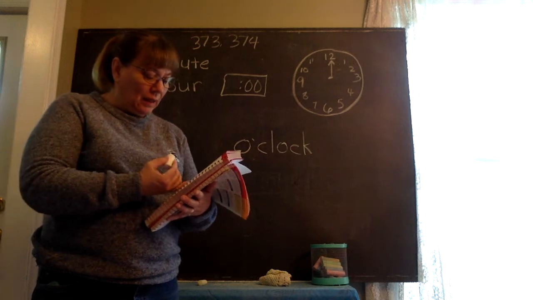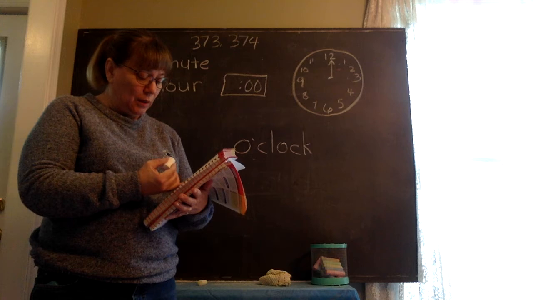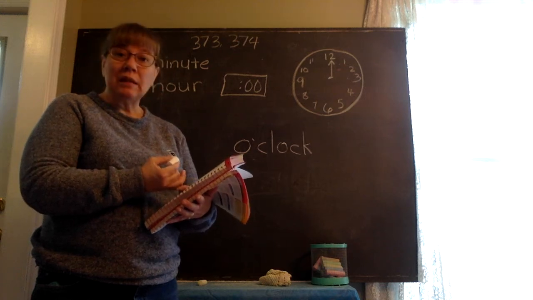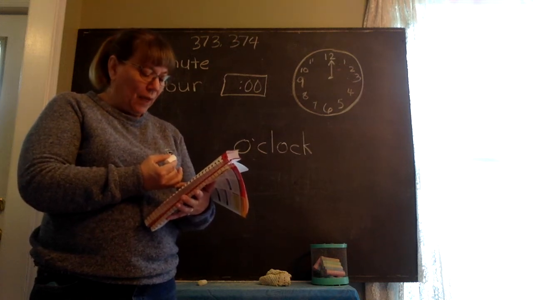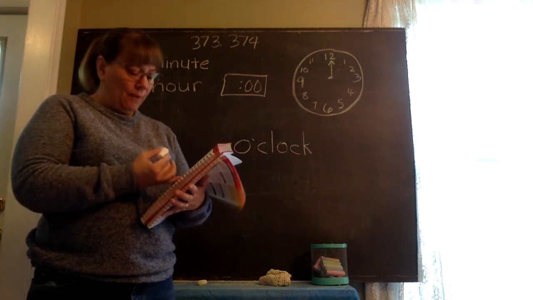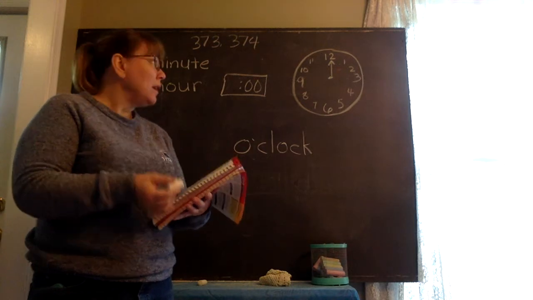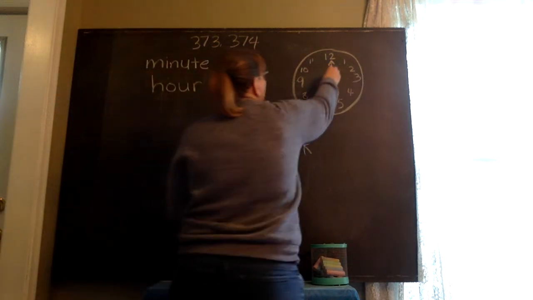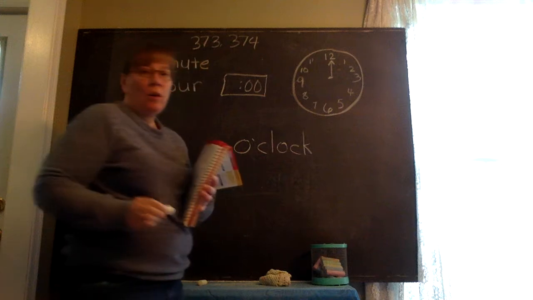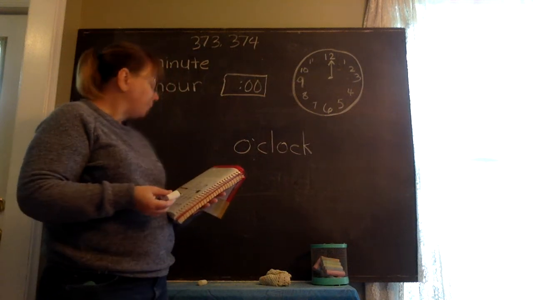So now we have to look at the hour hand. Remember, the hour hand is our red hand on our book. It's pointing to the 7, so it's 7 o'clock. If that red hour hand was pointing to the 8, it would be 8 o'clock. If it was pointing to the 9, it would be 9 o'clock. So as long as the minute hand is pointing to the 12, we look at the hour hand to say it's something o'clock. All right?